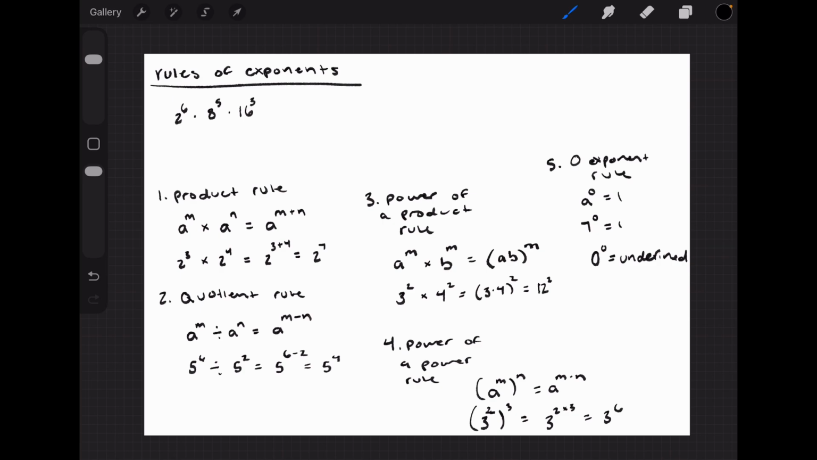So the solution to this is making them have the same base. So in this case, they can all become 2. They all go into 2. So we're going to make everything else become 2. So we're going to keep our 2 to the 6th.